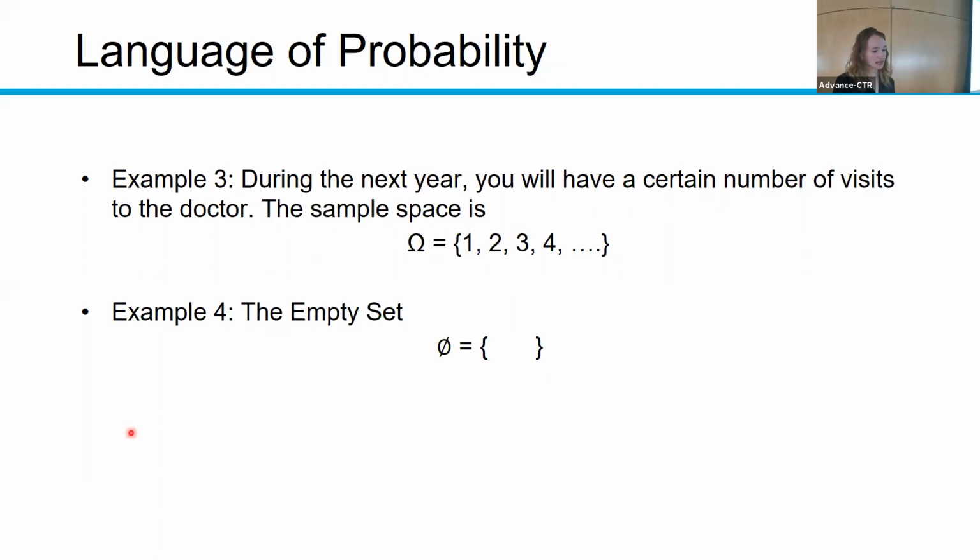Another example: during the next year, you have a certain number of visits to the doctor. So this sample space starts at 1, and it's every number up really to infinity. I mean, it's not going to be up to infinity because that's not a realistic number of visits, but this is a string of continuous numbers. Example 4, the empty set. This is denoted with this 0 with the slash through it, and we will go through some examples of when the empty set comes up in set theory and probability.